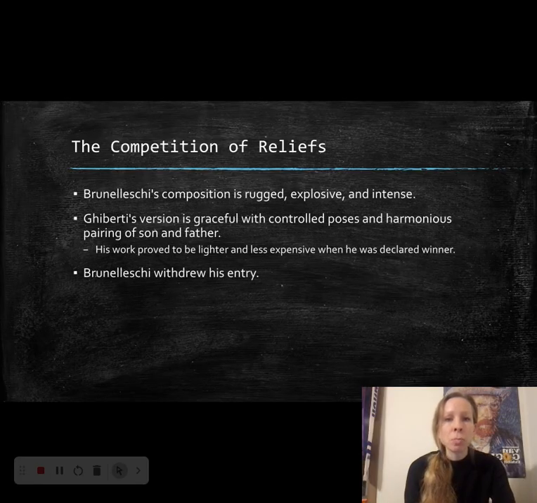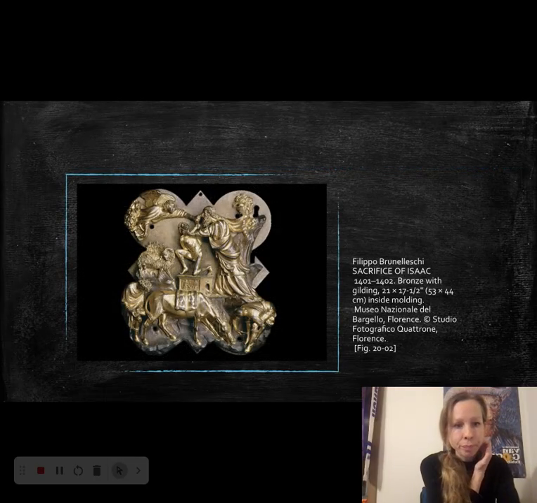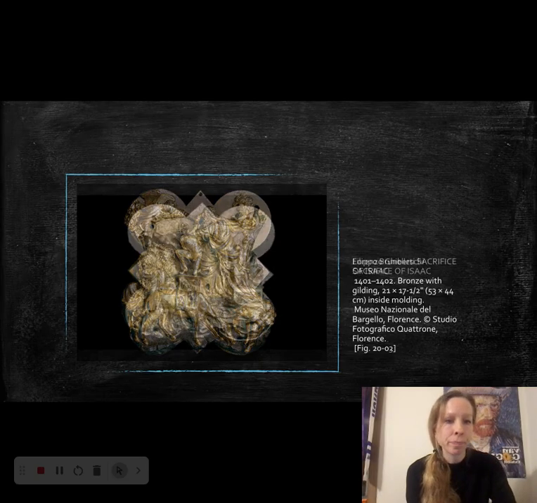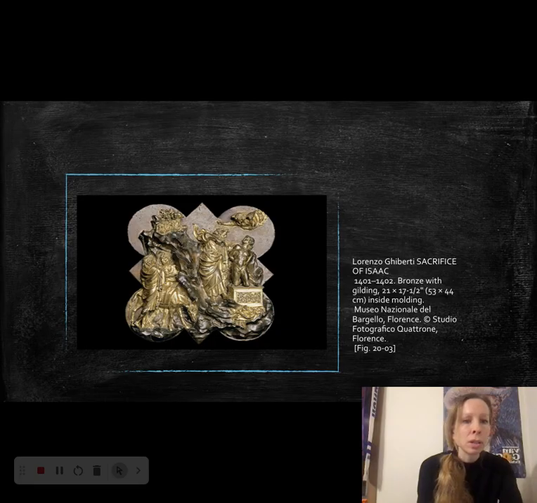So Brunelleschi's composition is rugged, explosive, and intense, and Ghiberti's version is graceful with controlled poses and harmonious pairings of sons and fathers. So Brunelleschi withdrew his entry. So we'll show these. And then here is Lorenzo Ghiberti's.